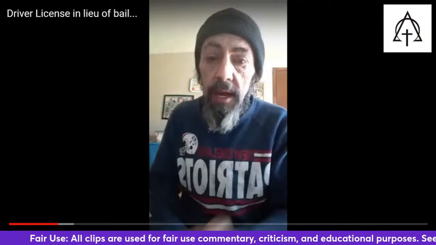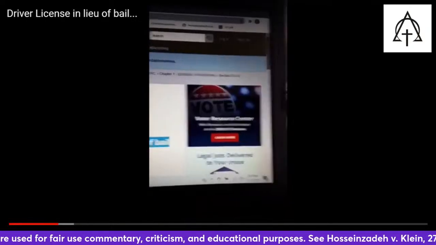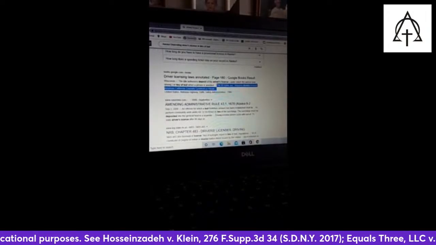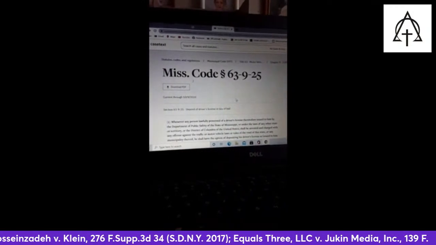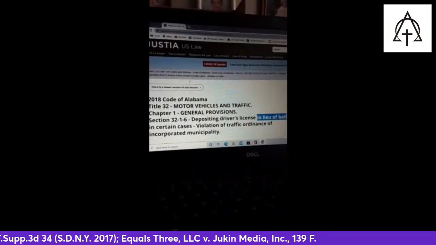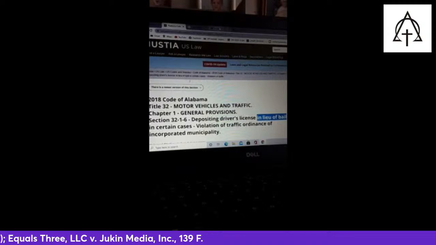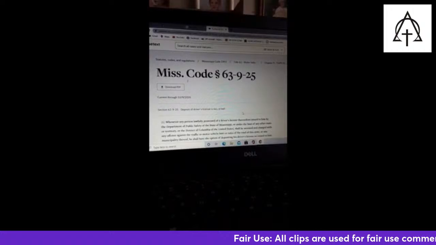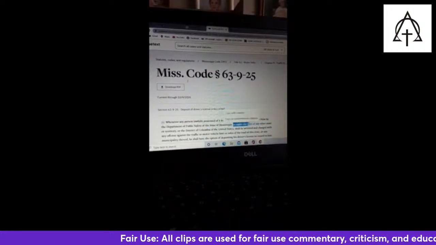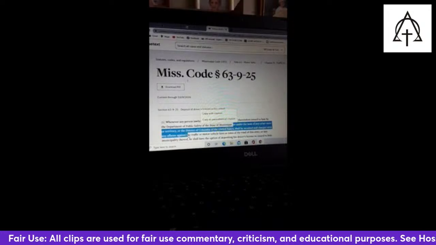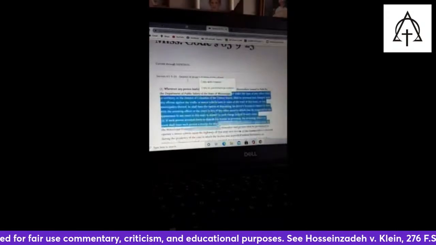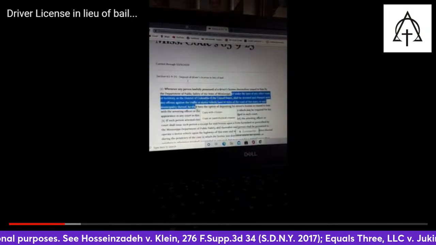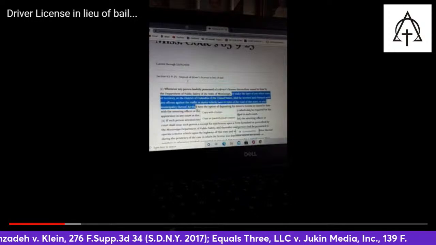Here, Mike, yes, you can deposit the driver license in lieu of bail. This is Alabama, and I don't have them all up here. But this is Mississippi code, and it says the same thing. This is Title 32, Section 3216 in there. Mississippi has it in Section 63-9-25. But it says basically the same thing. Under the laws of any other state or territory or the District of Columbia, any person arrested and charged with any offense against the traffic or motor vehicle laws or rules of the road of this state or any municipality thereof shall. And that District of Columbia, that's your special maritime territorial overlay jurisdiction that we're talking about.